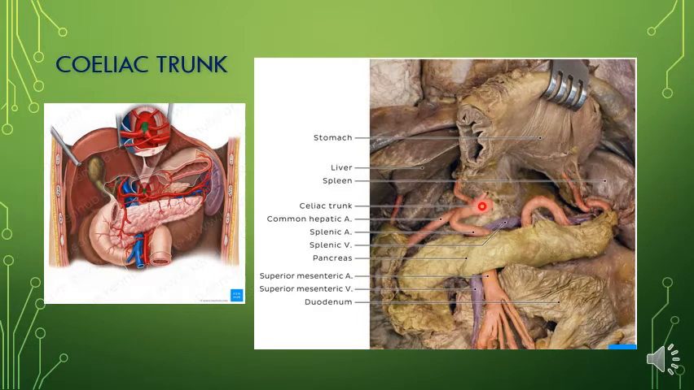of the diaphragm. So here, this is the diaphragm. Once you reflect the diaphragm here, this is the celiac trunk. So immediately beneath the opening in the diaphragm, the aortic opening, you're going to see the celiac trunk.